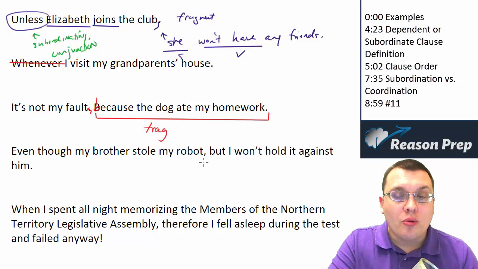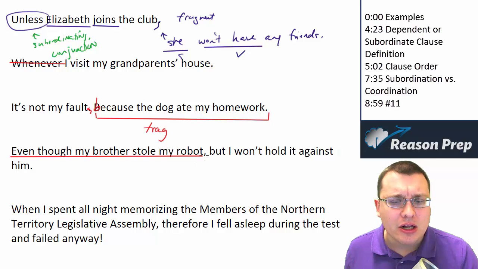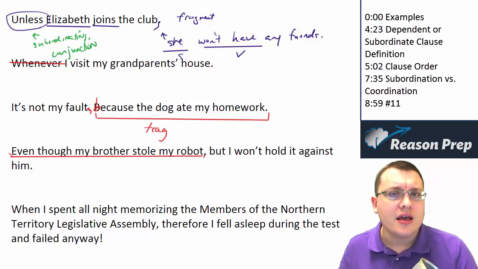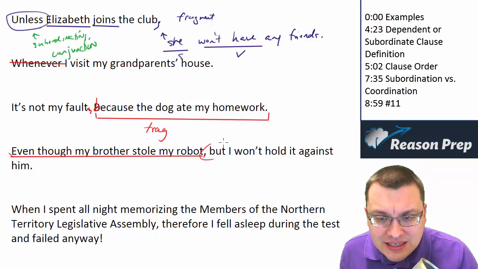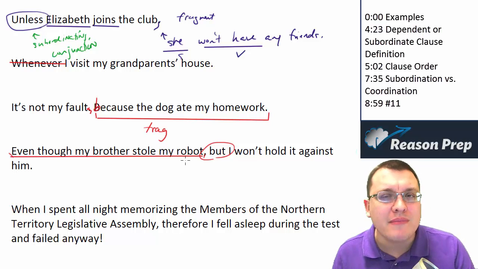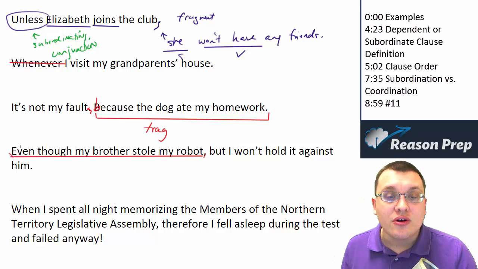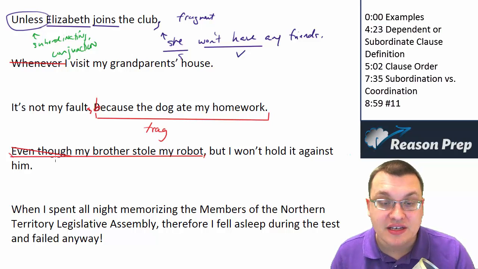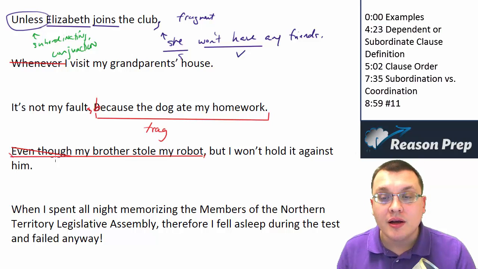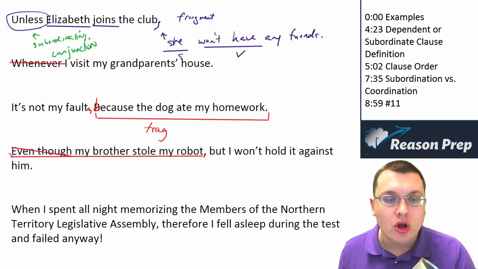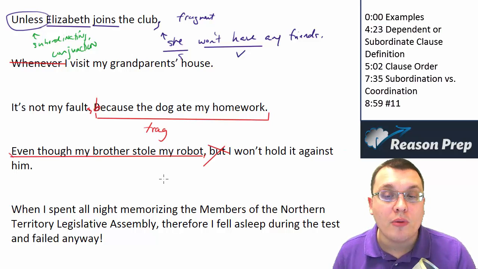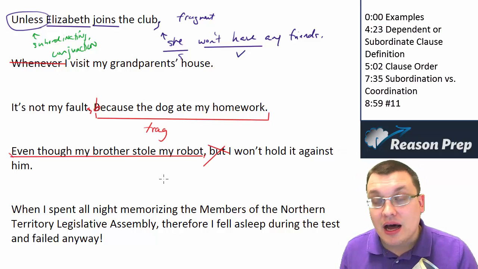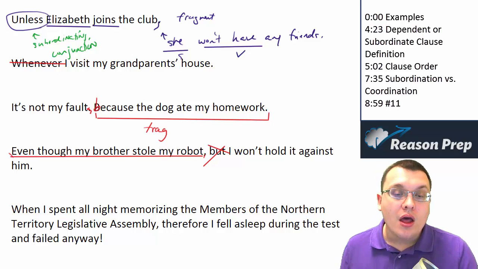Even though my brother stole my robot, but I won't hold it against him. So wait a minute, we've got this dependent clause waiting for a complete sentence, and yet we connect it with a comma and a conjunction. We're kind of mixing two things here. Either we get rid of the even though and then we keep the sentence as is, right? My brother stole my robot, comma, but I won't hold it against him. That's fine. Or we keep the even though and we get rid of the but. Even though my brother stole my robot, I won't hold it against him. Either would be fine. How about this one?